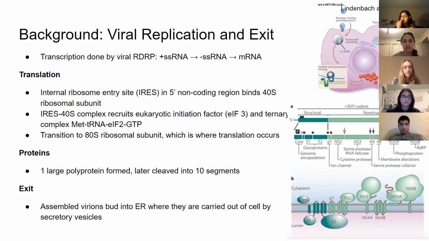As far as proteins that are formed, one large polyprotein is formed at first, and then it is cleaved into 10 smaller proteins. The first 3 proteins that are created are structural proteins that surround the nucleic acid, and the last 7 are non-structural proteins, including an ion channel. Next slide.